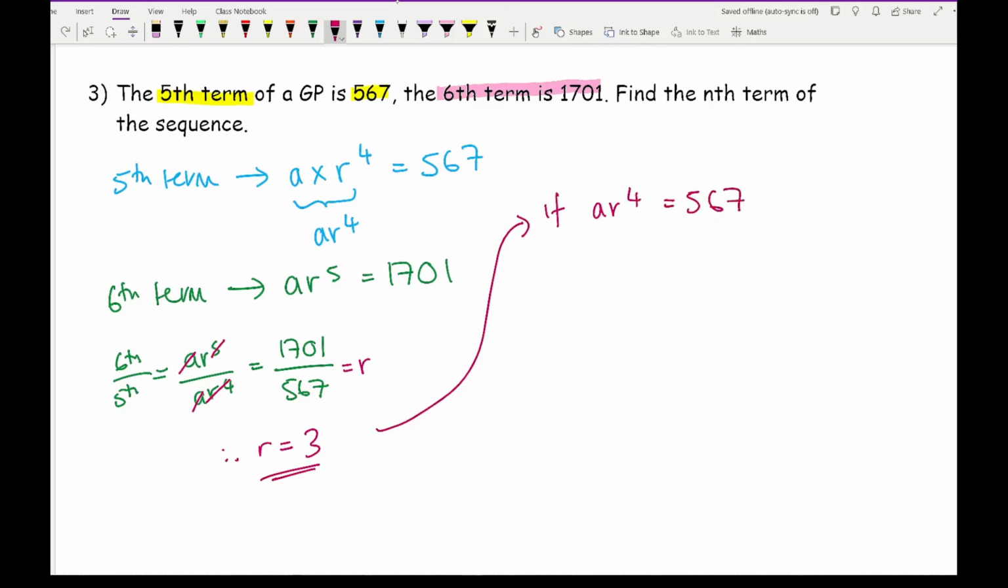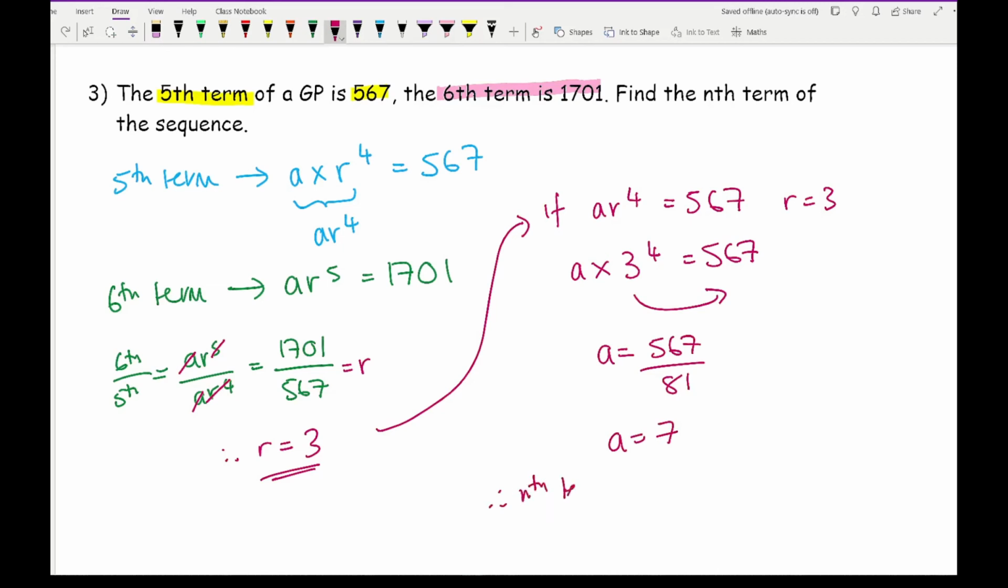Now from this, what we can then do is, if ar^4 equals 567, and r equals 3, then I've got a times 3 to the power of 4 equals 567. I don't know what number that is, so I can divide by 81. So 567 divided by 81 gives me an a value of 7. So therefore the nth term is going to equal 7 times 3 to the n minus 1. And there is my nth term formula.